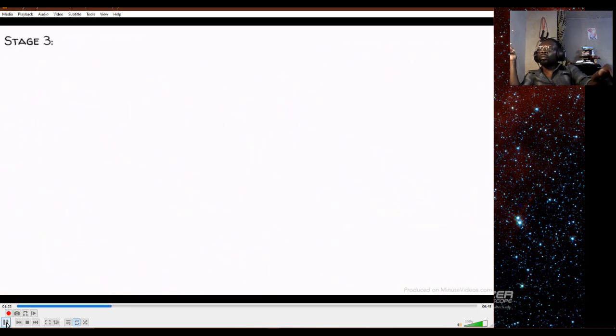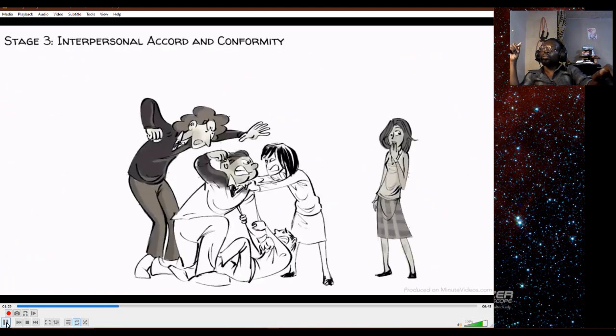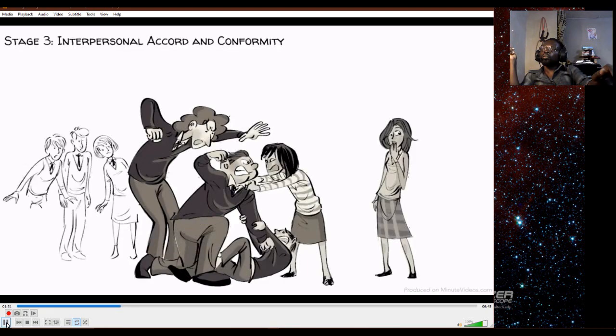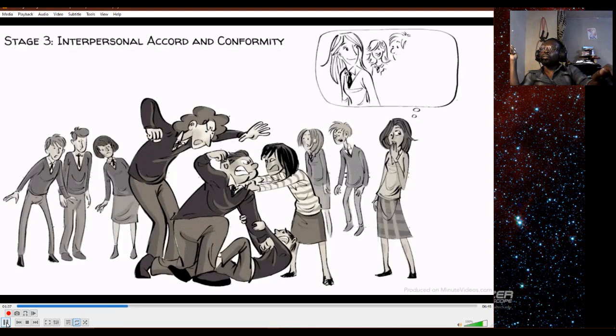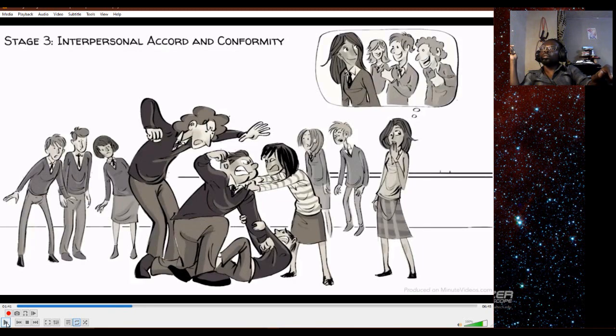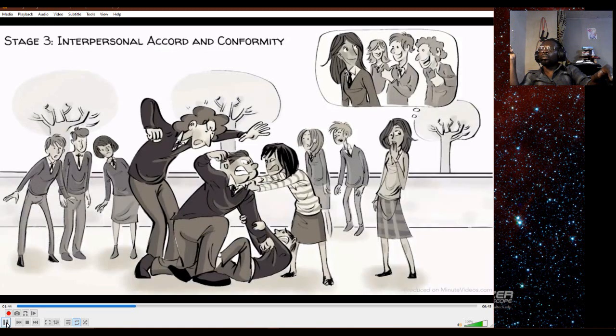At stage 3, interpersonal accord and conformity guide our moral judgment. Betty sees the fight and wants to intervene, but when she realizes that all the others are just watching, she decides not to get involved. She wants others to see that she is a good girl who is conforming with the ethics of the community. She asks herself, what do others think of me? Okay, she asks, what do others think of me?